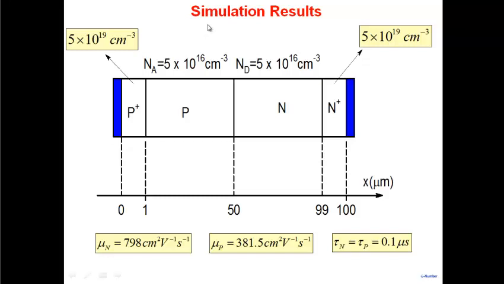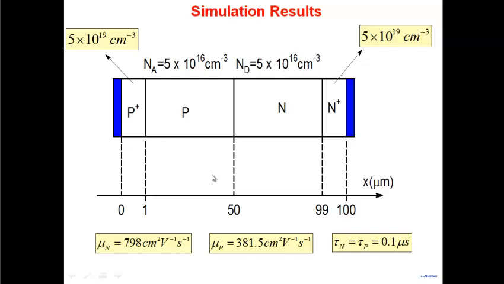There's one simulator called Atlas, which allows you to create, for example, in this case, this particular device here. There's a P plus region for making good contact, and then there's a P region here, and then there's N, and then N plus, and then you have a contact. So you can create a device like this with a doping of 5 times 10 power 16 in P, and a symmetrical junction with a doping of 5 times 10 power 16 in the N region also.